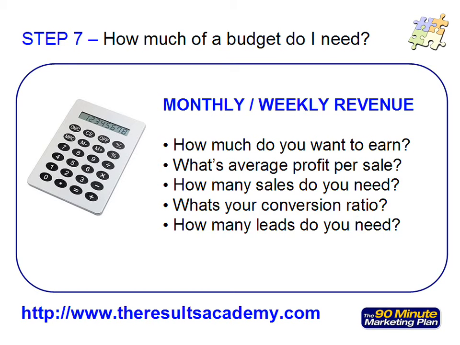Write it down. What's your average profit per sale? In other words, what's your average profit per typical transaction or typical sales value? Write it down. Now, divide the revenue you require by the profit per sale to enable you to work out how many sales you need to give you the revenue you want.